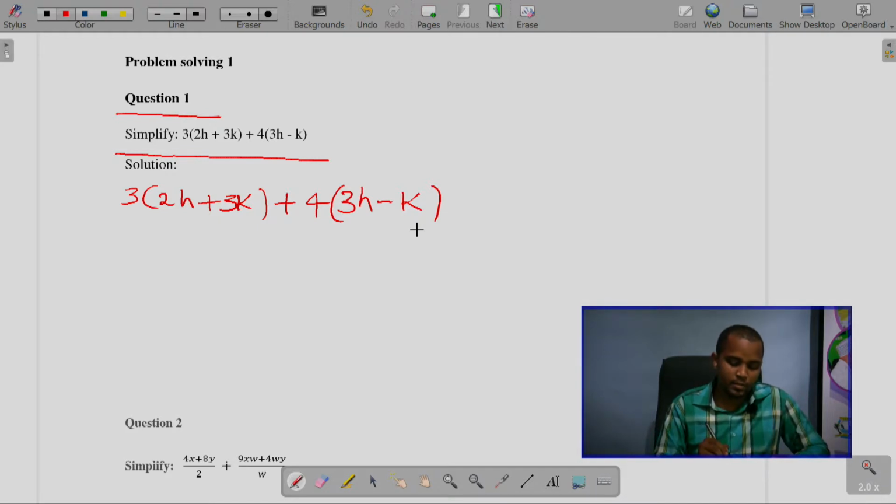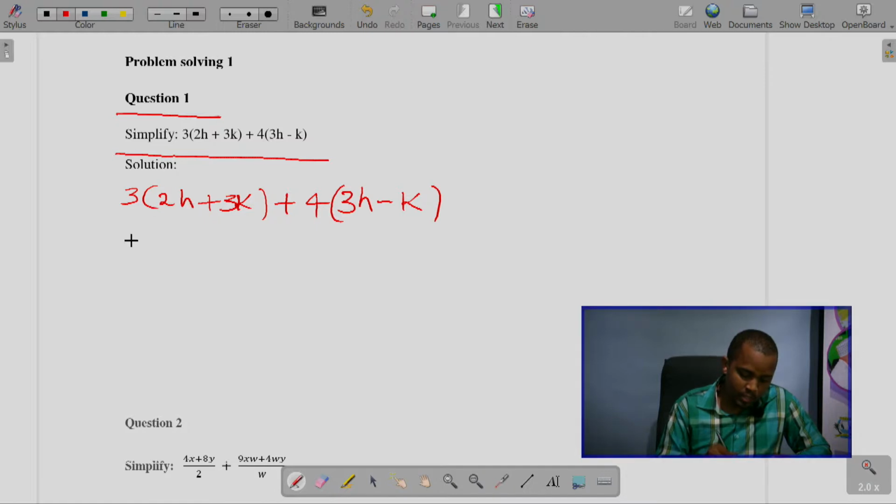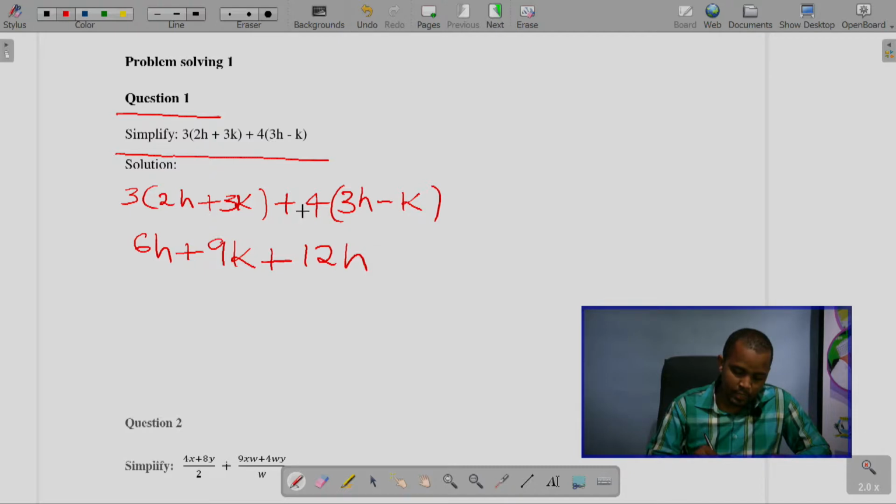Now the second step is to remove the brackets. So now let's remove the brackets. The brackets can be removed as follows. Let's multiply it. 3 times 2h will get 6h, plus 3 times 3k will get 9k, plus 4 times 3h will get 12h. Then 4 times minus k will get minus 4k.